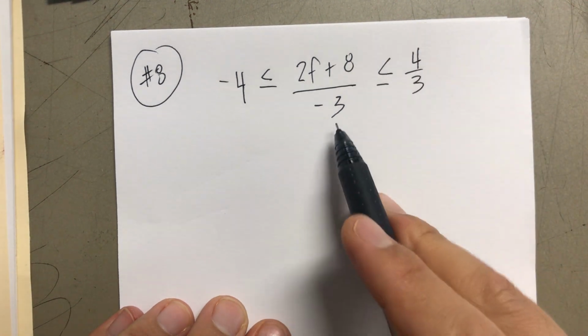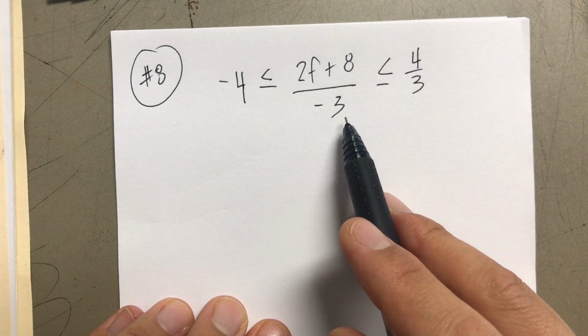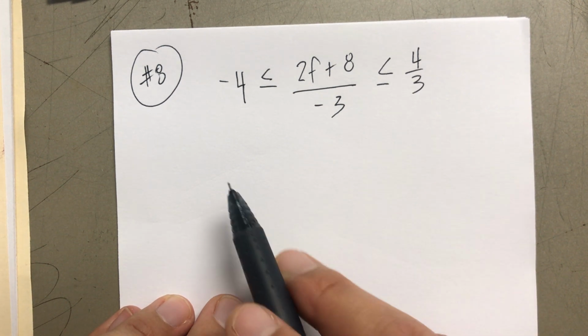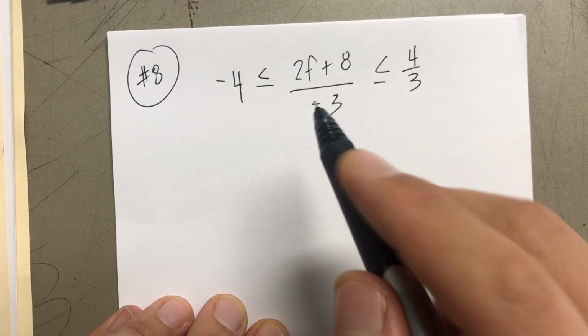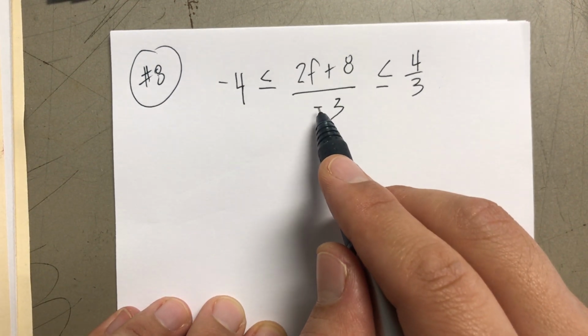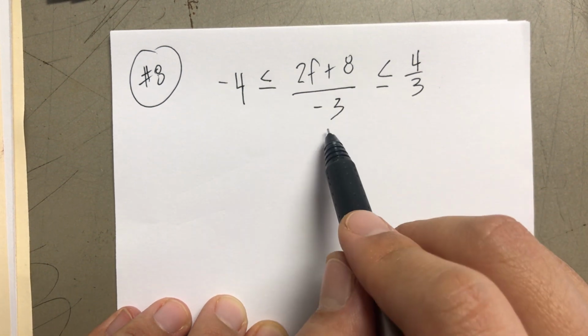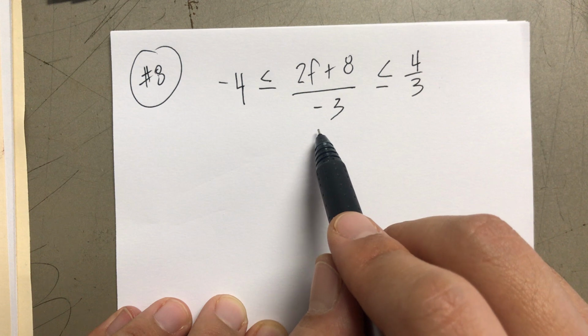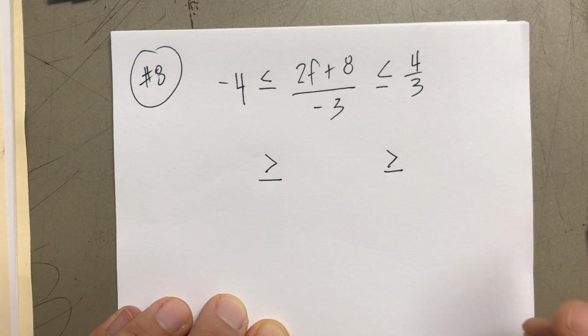Okay, so I want to get rid of this -3. And if I want to get rid of the -3, I need to multiply -3 to everything, every side, okay? And also remember, when you multiply by a negative, what are you going to do to the signs? Flip it. Anytime you multiply or you divide by a negative, you flip the sign. So I'm going to flip it first because that's usually what I always forget to do.